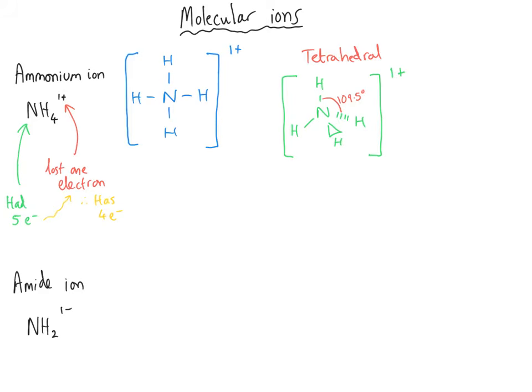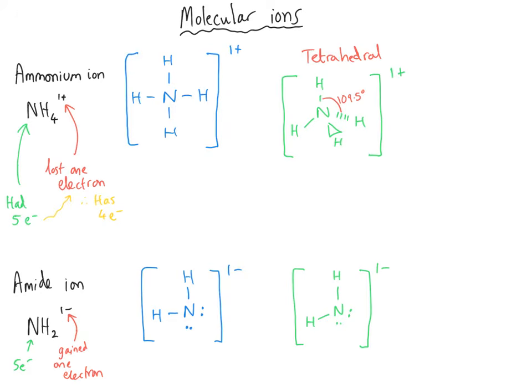And then similarly, if we looked at NH2-, well, nitrogen's normally got 5 electrons because it's in group 5. It's gained 1 electron because the whole particle is negatively charged, and we've got 2 covalent bonds to hydrogen. So what we've actually got now is 2 bonding pairs of electrons and 2 lone pairs of electrons. And so this is exactly like water. So NH2- is going to be the same shape as water, V-shaped, and it's going to have a bond angle of 104.5. And so molecular ions have got the same shape types as when you've just got regular molecules.